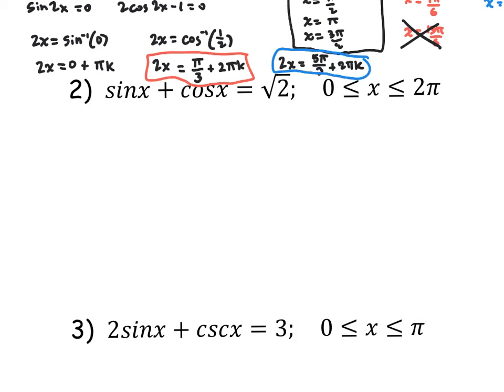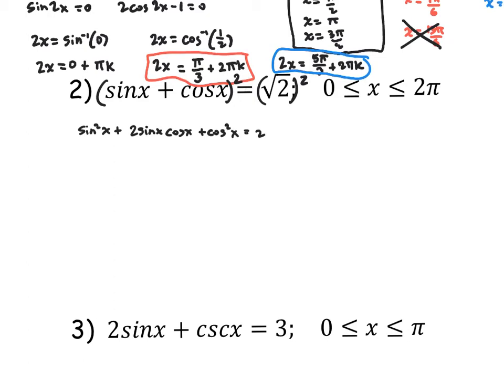All right, sine of x plus cosine of x equals root 2. In this case, there's no identity that's really going on here. So what I'm going to do is square both sides. This is a strategy that can sometimes be used. If I FOIL this left side, I get sine squared x plus 2 sine x cosine x plus cosine squared x is equal to 2.